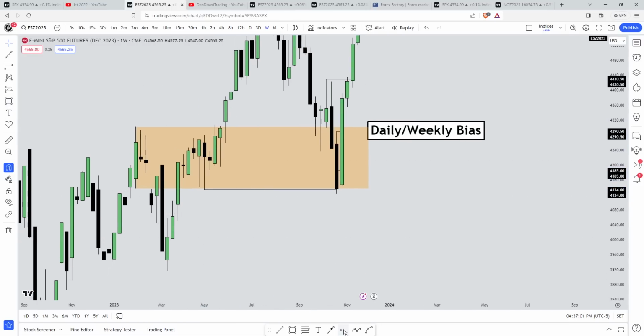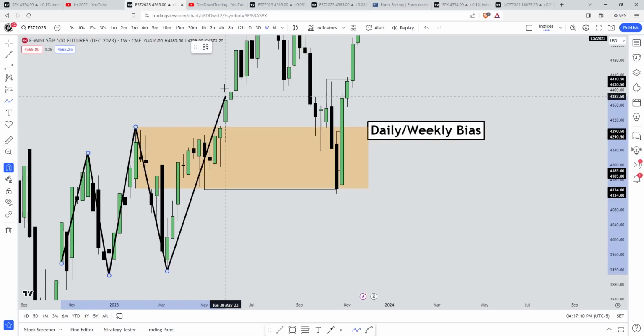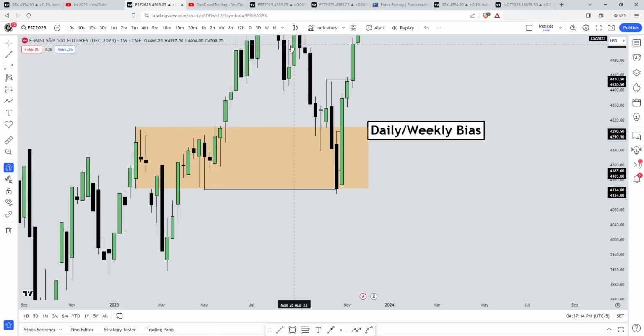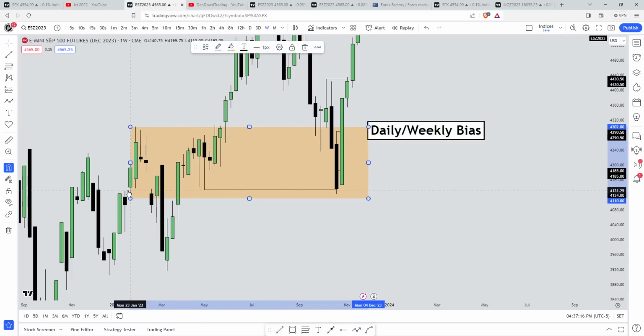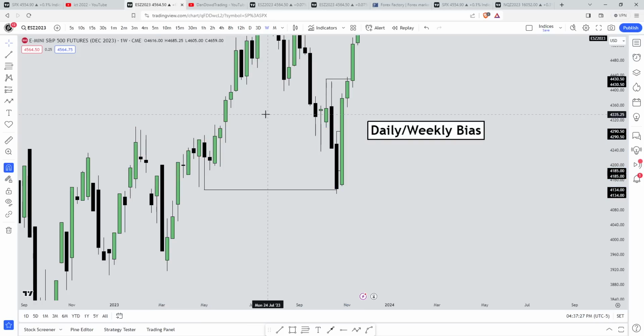Why is it a mitigation block? I'm not going to dive too deep into this, but basically price made a high, a low, a higher high, and then a higher low compared to that low, and then it expanded higher. That makes it a mitigation block. The last up close candle or the consecutive up close candles: the last up close candle is the sweet spot, and the consecutive up close candles is the mitigation block. So you can mark out PD arrays on the weekly or daily time frame.